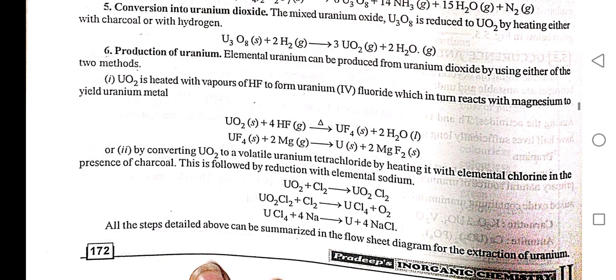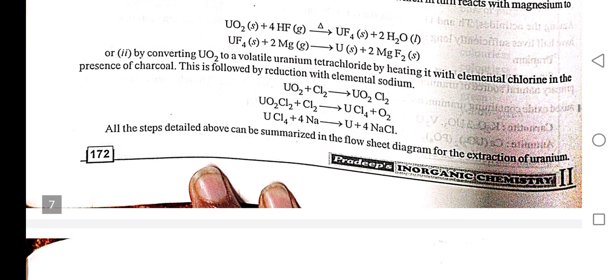Elemental uranium can be produced from uranium dioxide by using either of two methods. First, UO2 is heated with vapor of HF to form uranium fluoride, which in turn reacts with magnesium to yield uranium metal. Second, by converting UO2 to volatile uranium tetrachloride by heating it with elemental chlorine in the presence of charcoal, this is followed by reduction with elemental sodium.